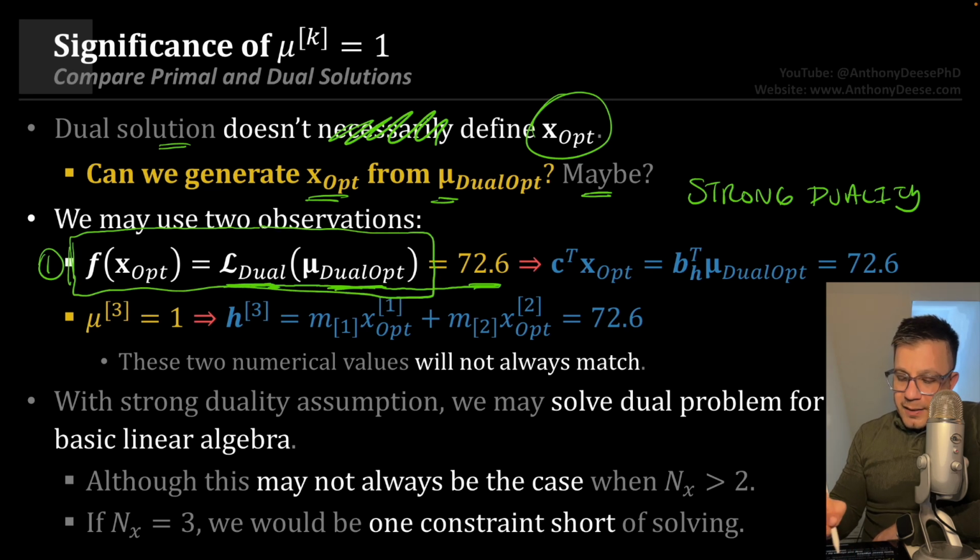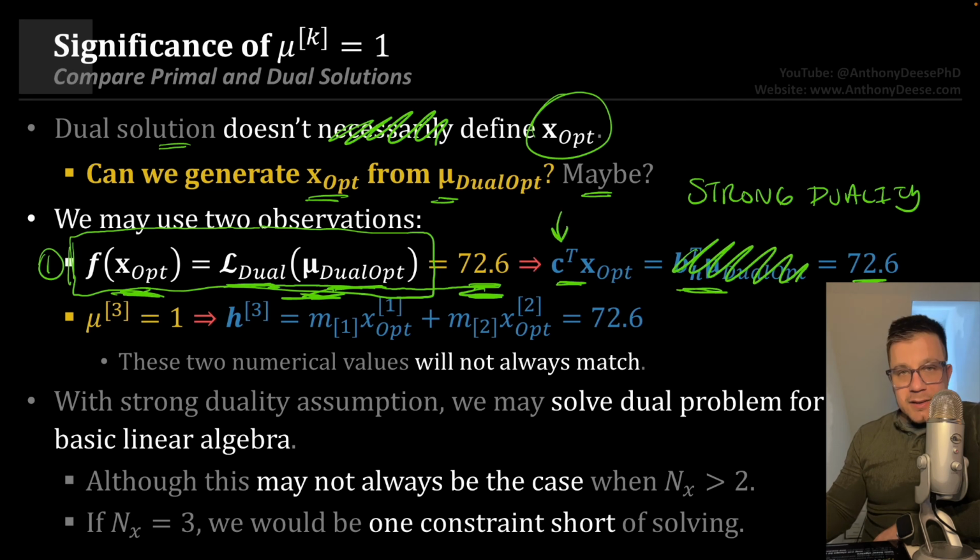So we know that f of x OPT, which is C transpose x OPT, is equal to the minimal dual Lagrange function, which is equal to 72.6. We don't really need this in the middle. We can use this as a constraint. Then the fact that mu3, or the third Lagrange multiplier, equals 1 tells us that our third constraint is binding: m1 x1 plus m2 x2 equals 72.6.